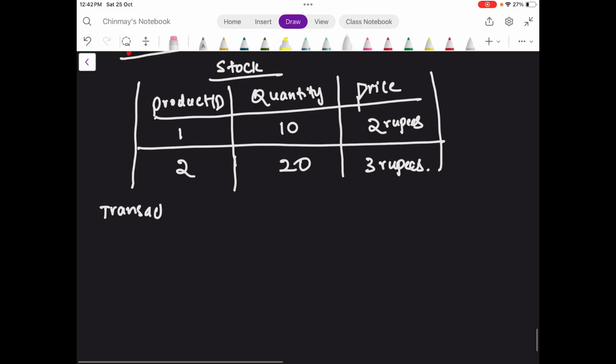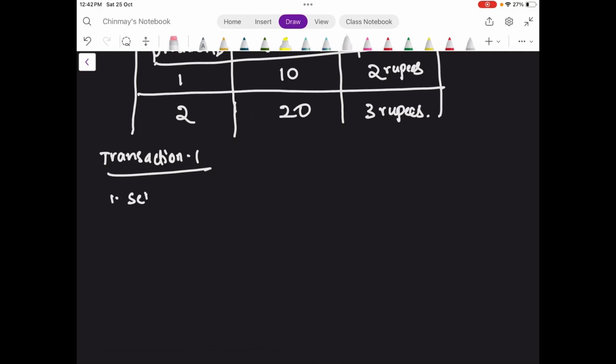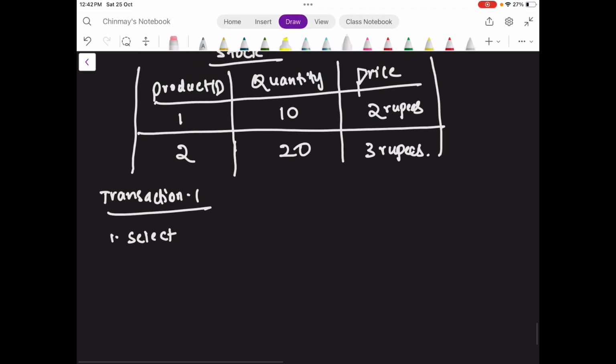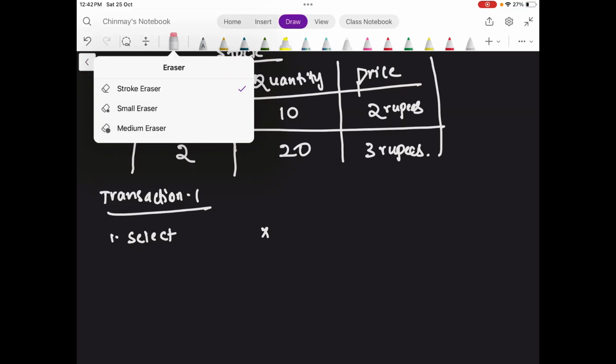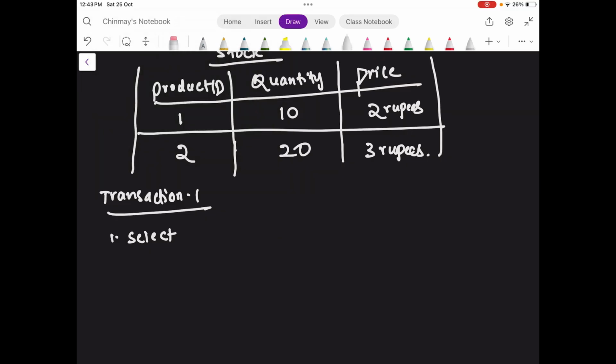In transaction 1, they perform a query like this: select product ID, comma, quantity into price, price from stock.